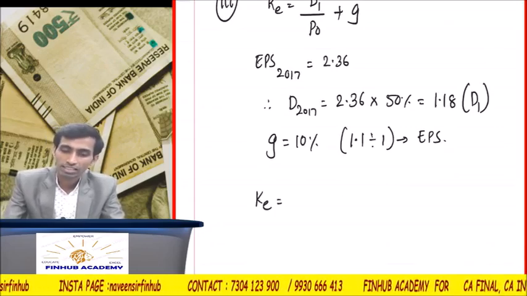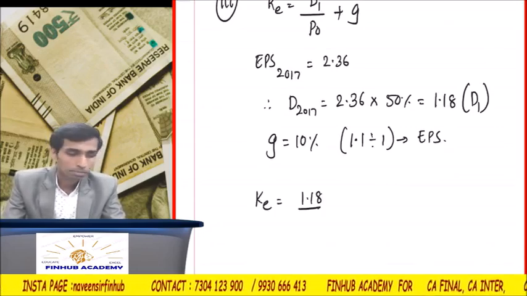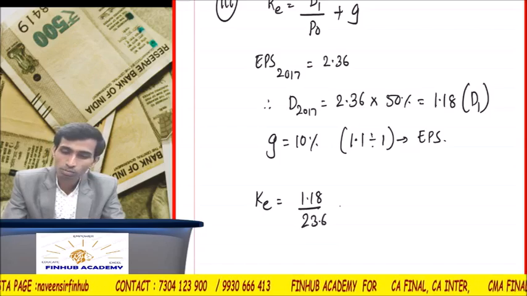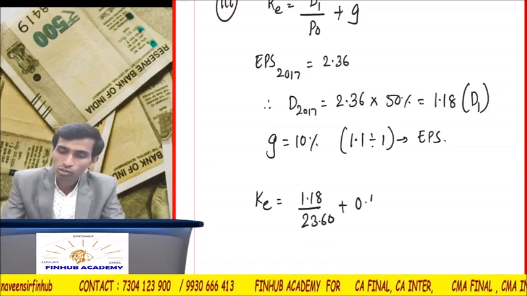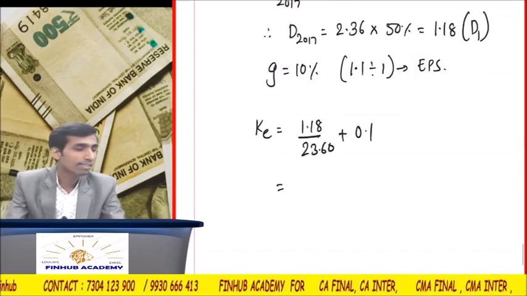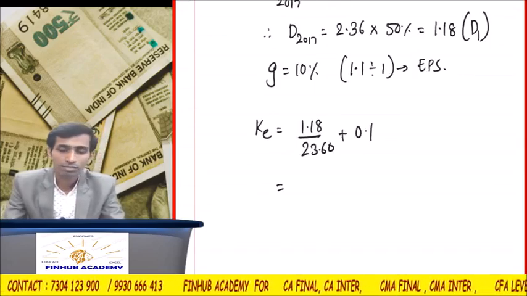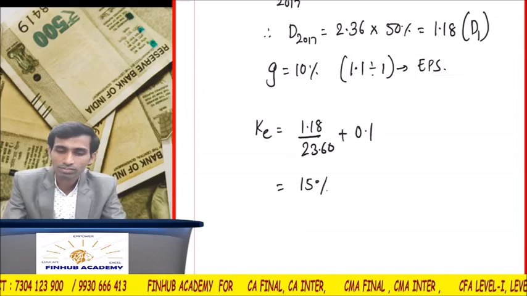How do you calculate it? D1 is how much? 1.8. Price is 23.60 plus growth is how much? 10%, so 0.1. Answer: 15%. Exact 15%. Great.